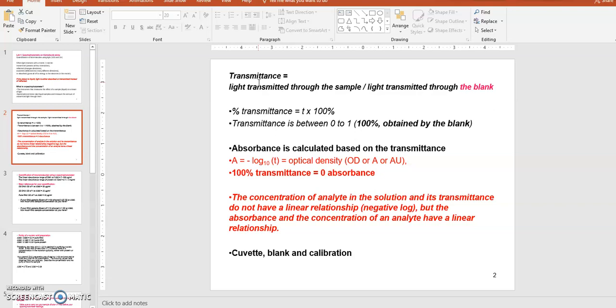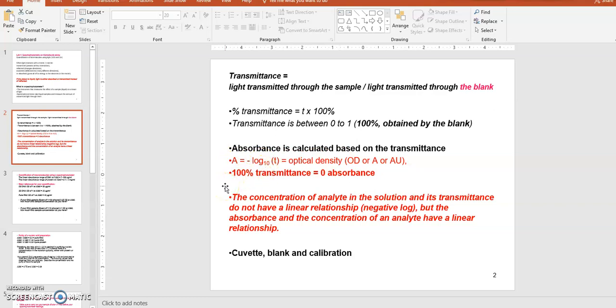Percent transmittance is transmittance times 100%. Transmittance is normally between 0 and 1, with 1 being 100% transmitted. That means there's no absorbance. So there's a relationship between absorbance and transmittance. If you have 100% transmittance, that means no light is absorbed by your sample. If you have a high absorbance, then of course the amount of light transmitted through your sample will be very small. Absorbance is the negative log 10 of your transmittance. That's the relationship between these two values, transmittance versus absorbance.